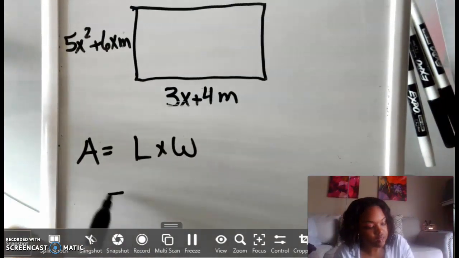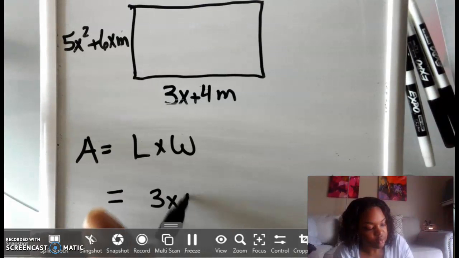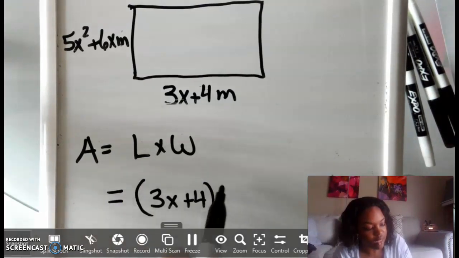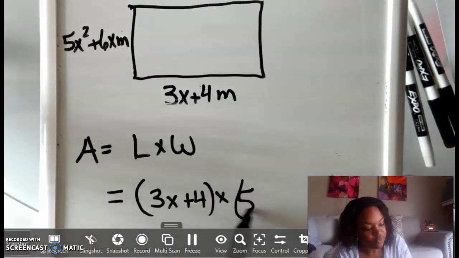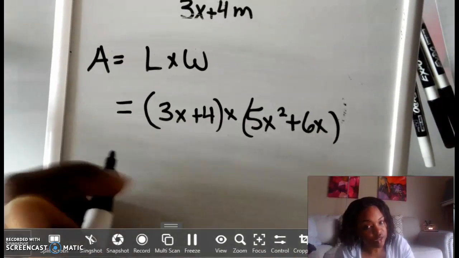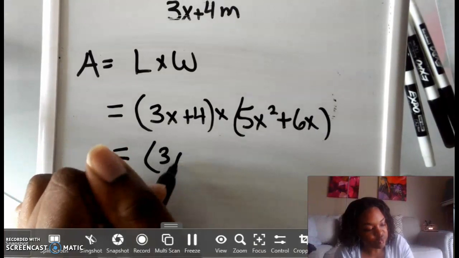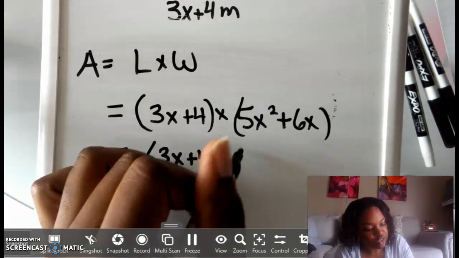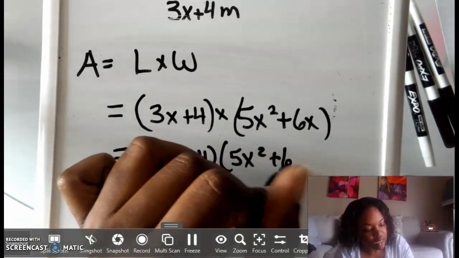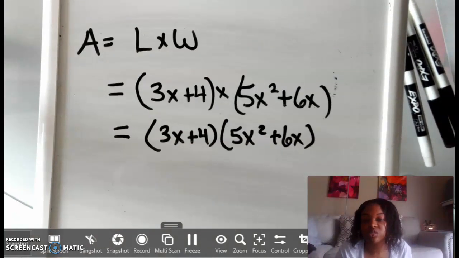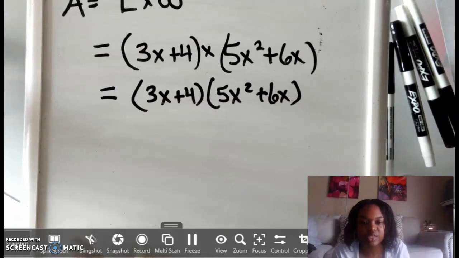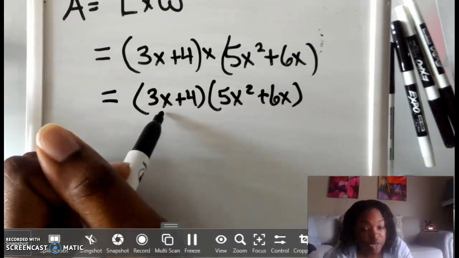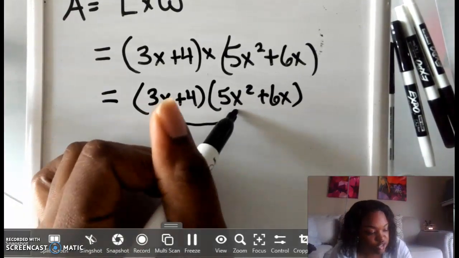So that means we're going to take 3x plus 4 and multiply times 5x squared plus 6x. Another way we can write that is without the multiplication symbol. Anytime you see two parentheses next to each other like this with no symbol in between, it implies that we're multiplying. That's what it means. So we're going to multiply, so we need to distribute.